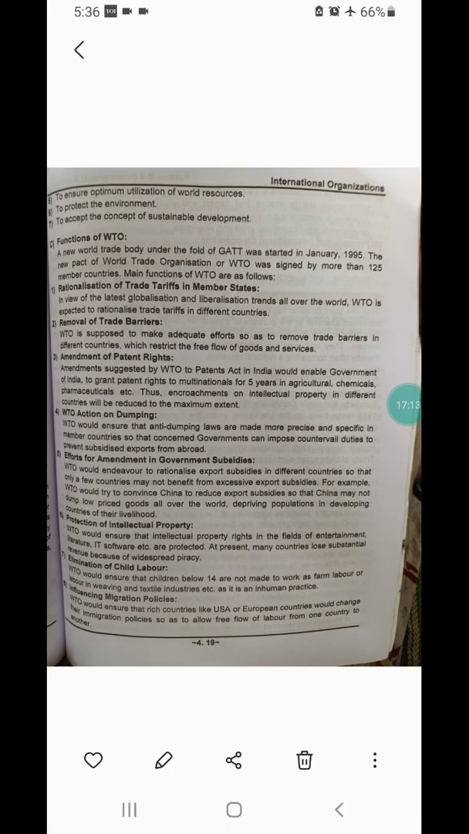Influencing migration policy. WTO would ensure that rich countries like the USA or European countries would exchange their immigration policy so as to allow free flow of labor from one country to another. See, WTO would ensure that rich countries like the USA or European countries would exchange their immigration policy, so that labor can move from one country to another easily.